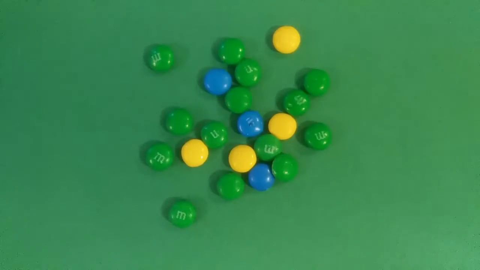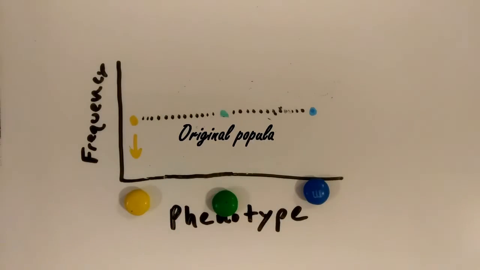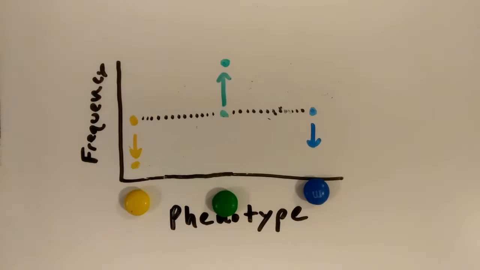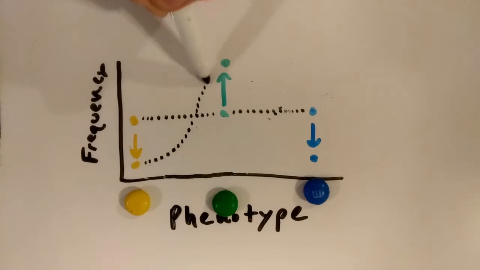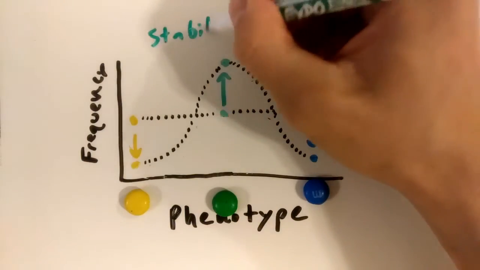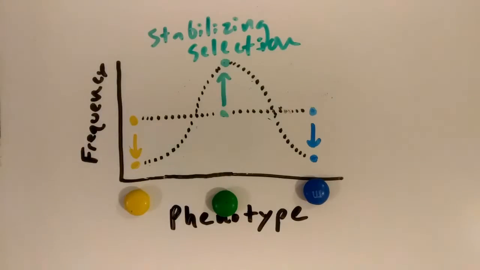But those changes are going to look different than the other scenario. Now we started with pretty much the same population as the first scenario, but in this case, the average, the color in the middle, is going to increase in frequency, but the extremes on the ends are going to decrease. And so our new population is going to have this sort of bell curve distribution. Because the average is selected, we call this stabilizing selection.